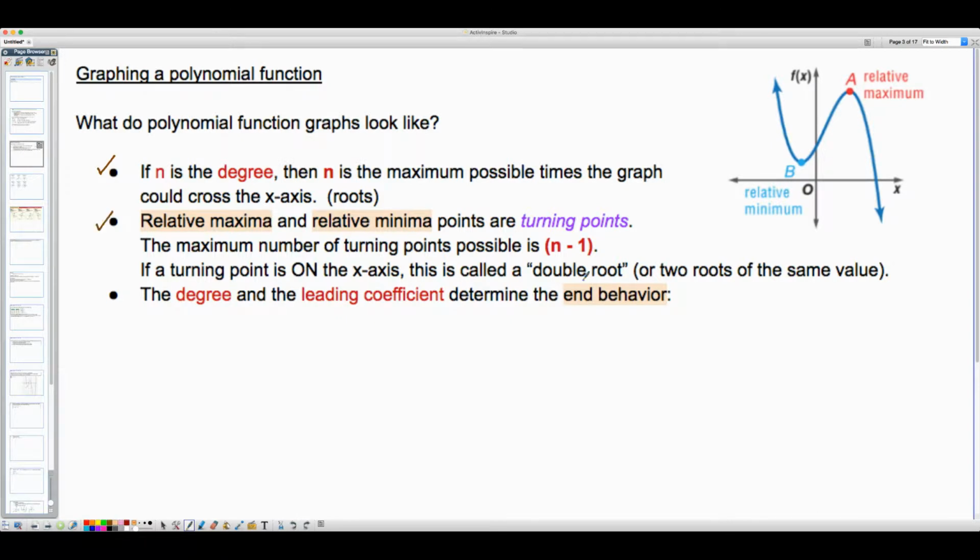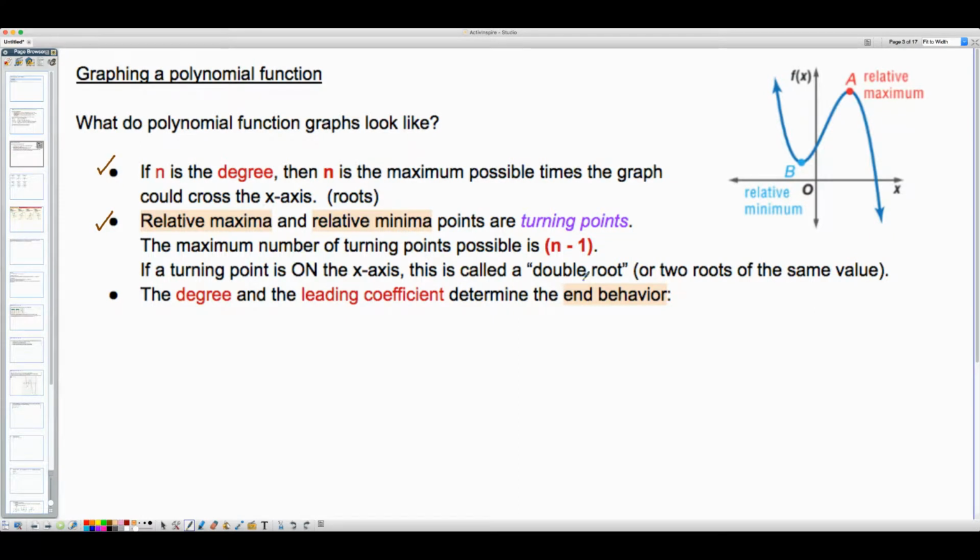Relative maxima and minima are turning points. And the maximum number of turning points that you can have is whatever the degree is minus 1. Notice here we have 2 turning points, one at A and one at B. The relative minimum is at B, relative maximum is at A. It's not the maximum because this goes up to eternity, but where it turns is a relative maximum and minimum.